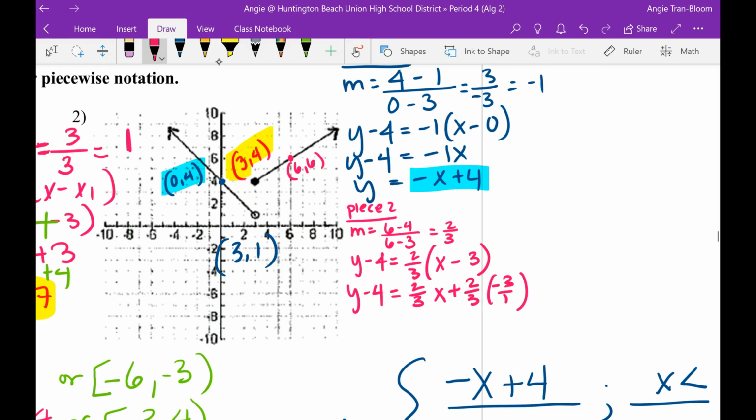Can I put negative 3 over 1 like that? Yeah. Can I cancel the 3's? Like that and that. So what's 2 times negative 1? Just negative 2. Okay, so when you saw a fraction, you were scared, but it's not that bad. So 2/3 x minus, one more time, minus what?